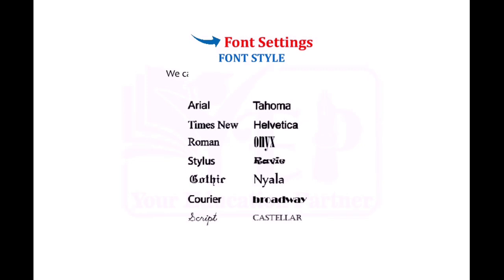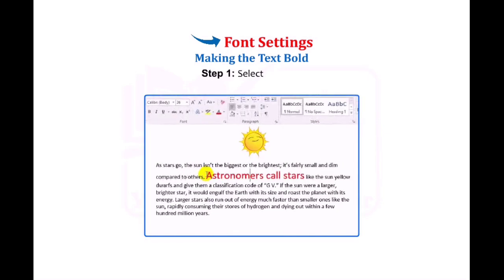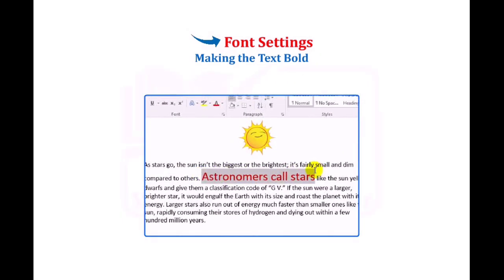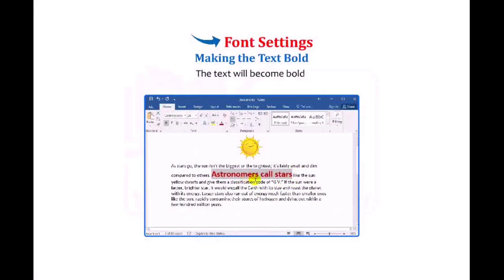Font style. We can change the style of the font also. It can be set to bold, italics or underline. Making the text bold. Step 1. Select the text. Step 2. Click the bold button in the font group. The text will become bold.